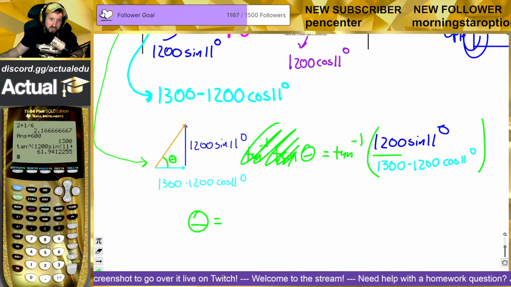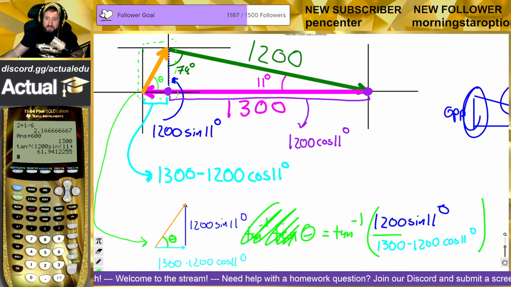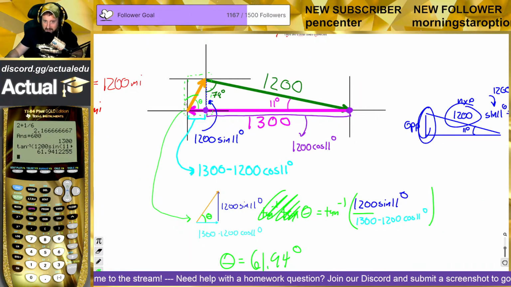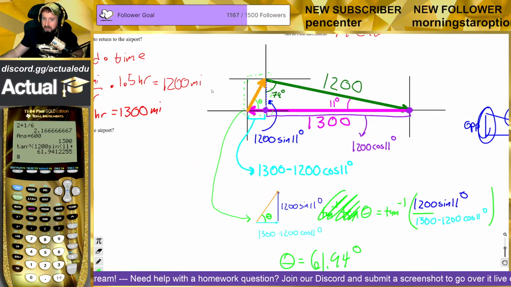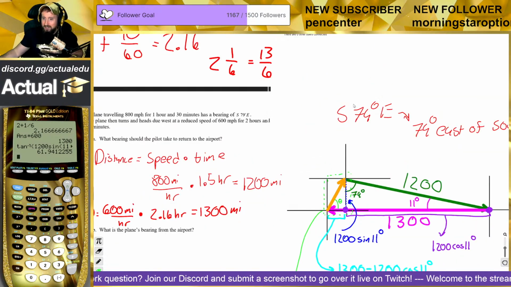Well, that would be that. I'm just going to get a number for you. So that's 61.94 degrees. Okay. So if they wanted the heading, remember, that's this angle. How would I write that in bearing form? It's whatever this angle is. But this is kind of the weird thing, because like south degrees, this.